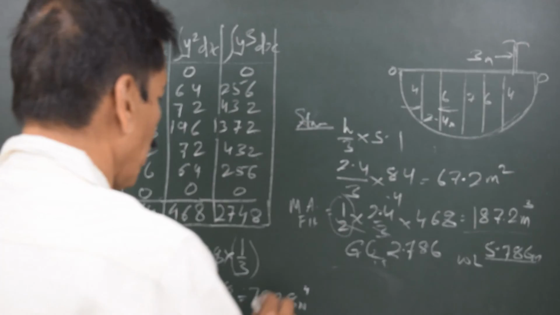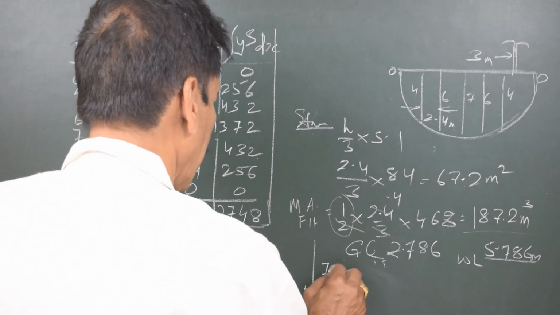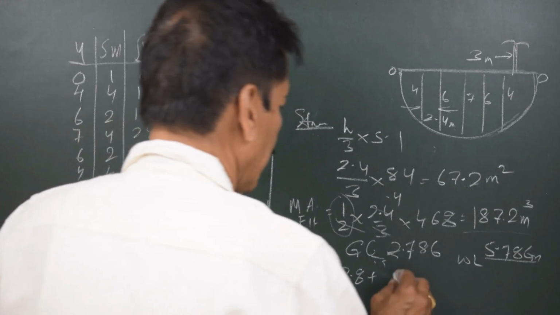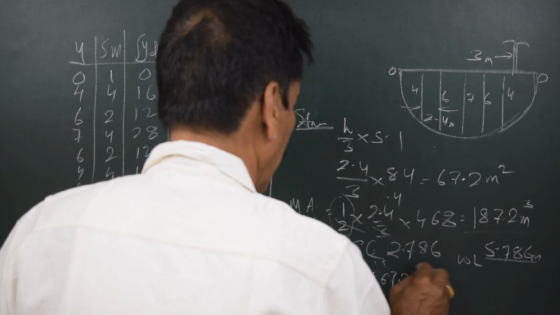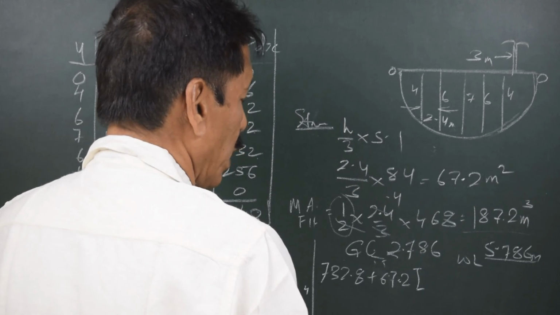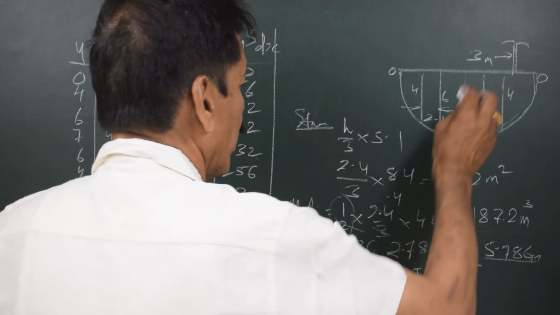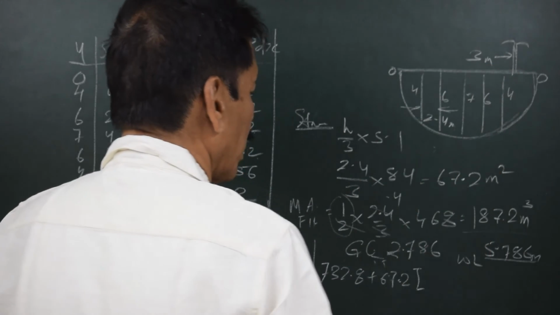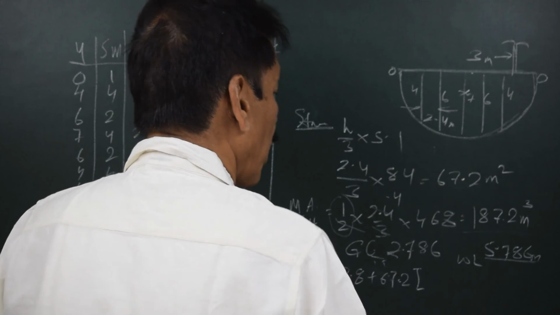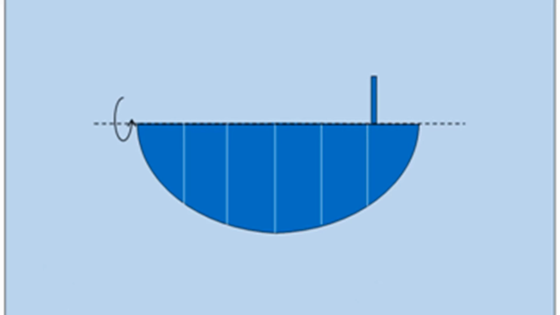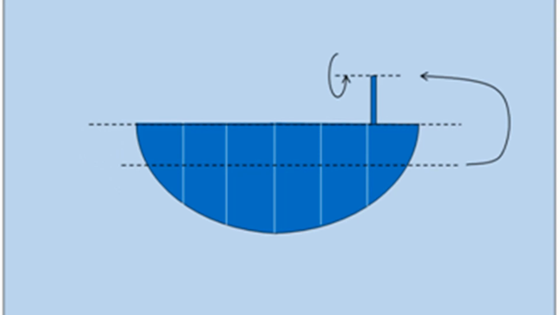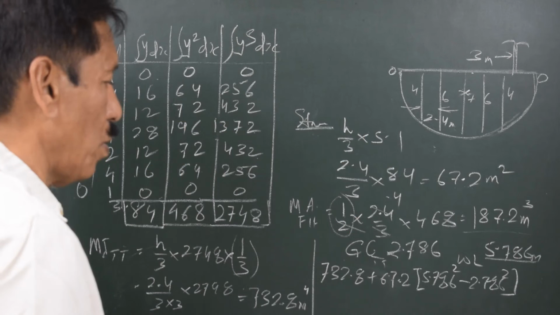So moment of inertia about the water level would be 732.8 plus area, 67.2, in the bracket, d1 square minus d square. The distance from the tank top to the centroid is 2.786, and from the centroid to the water level is 5.786. So 5.786 square minus 2.786 square. This will be the total moment of inertia about the water level.